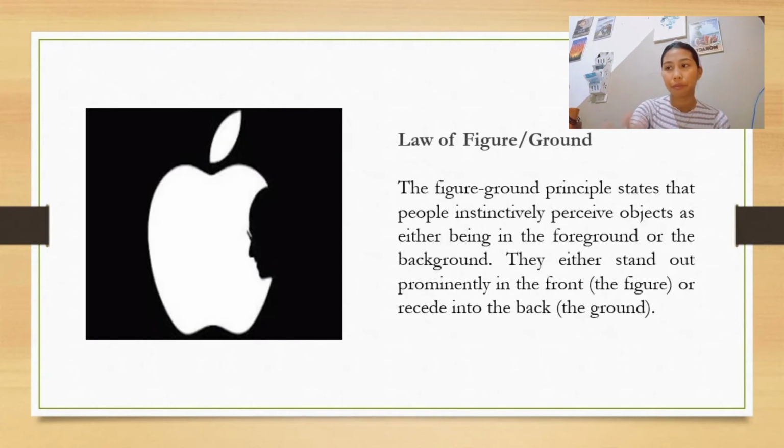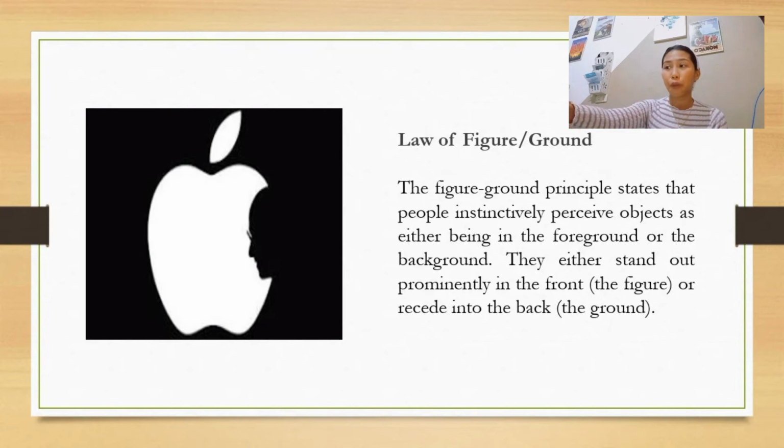Next, law of figure and ground. The figure ground principle states that people instinctively perceive objects as either being in the foreground or background. They either stand out prominently, what we call the figure, or recede in the background.